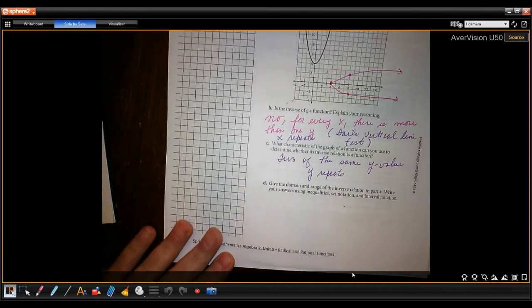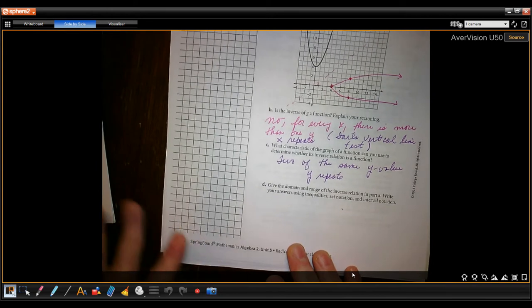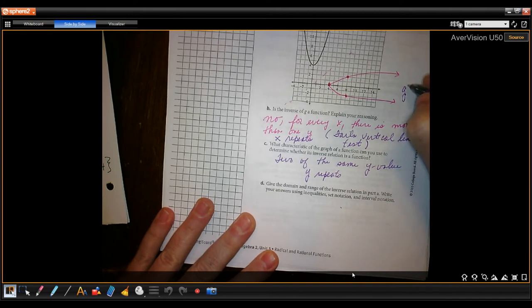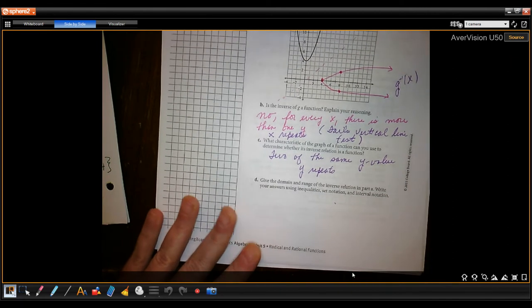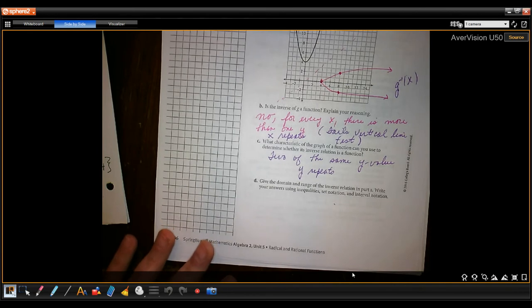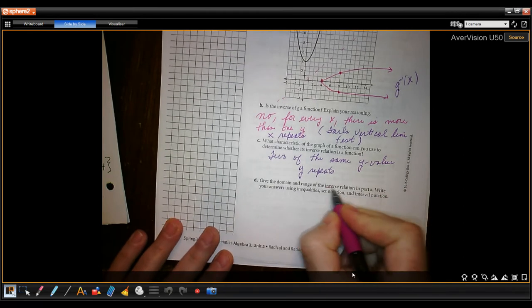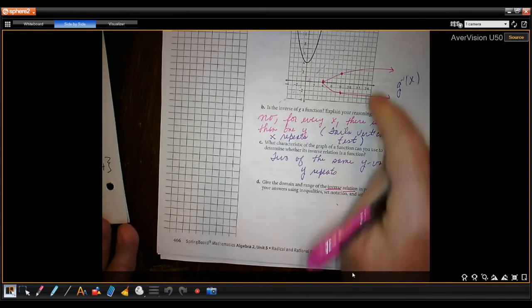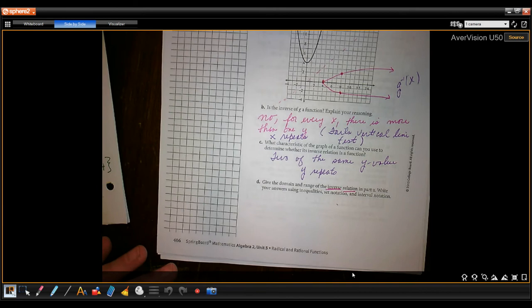Give the domain and range of the inverse relation in part A. So what is the domain? This is the inverse right here, that's the inverse function. So it says give the domain and range of the inverse relation. So let's do the inverse one. And you notice the word relation. It's a relation because this is not a function, because it has more than one y value for every x.